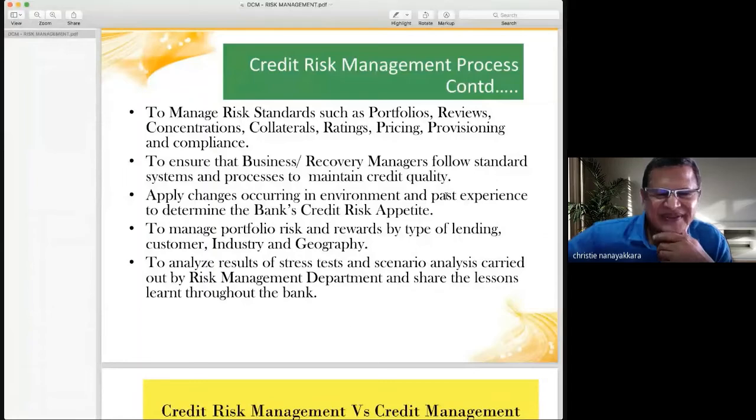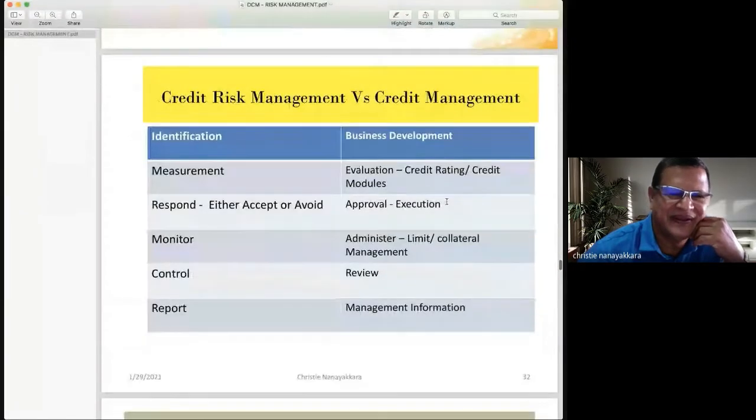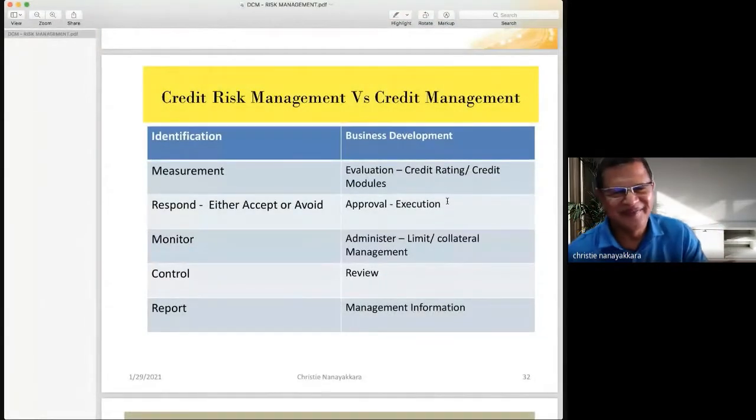We call this stress testing, or scenario analysis, in order to forecast what could be the action we need to take in case of unforeseen events happening in the economic environment. So these are some of the functions of the credit risk management unit. Now, once again, I'm going to compare credit risk management versus credit management in the form of a risk management process.